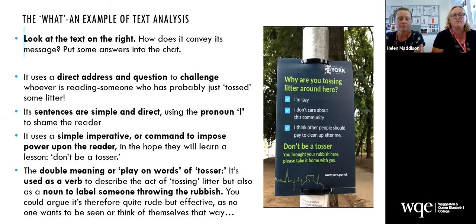What that does, it imposes power, and then you've got the double meaning of the word tosser. So people are going to notice that, aren't they, and go, hang on a minute, that's a bit of a rude word to use in a public communication. But that way, and I think somebody said this in the chat, they're really enforcing their negative view about litter on the reader of York Council notices. So it's a very specific part of the country there as well. So there's that balance between how it's rude but it's also meant to be effective as well.